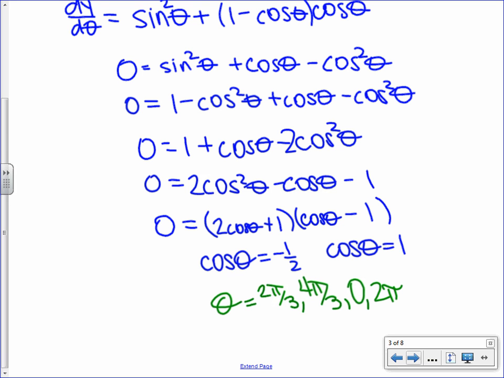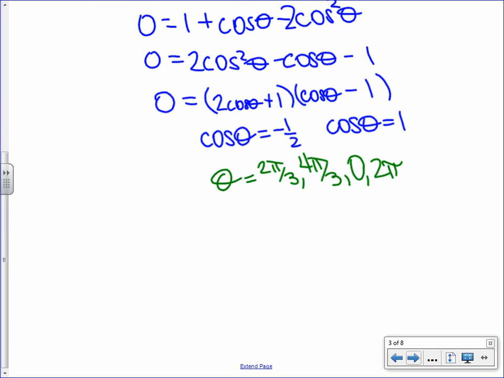Alright, so that was all for horizontal. Now it is important that we look at vertical, just in case we have some overlap. It asks us to do both, but on the AP test, if they ask you where there are vertical tangents, you better check where there's horizontal in case there's any overlap you have to cross out. Okay? So let's talk about vertical tangents.